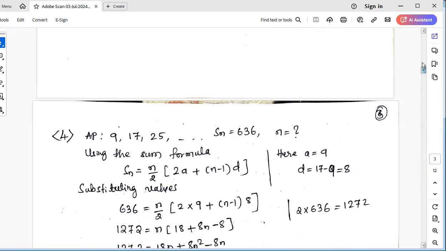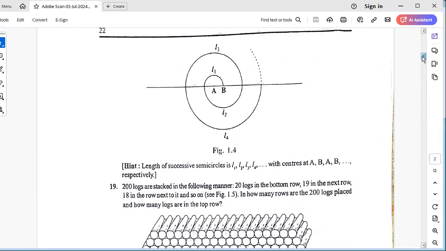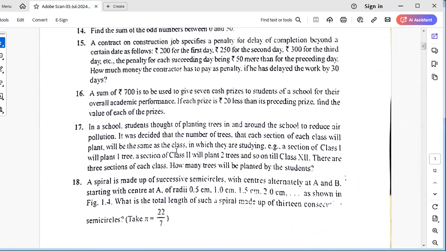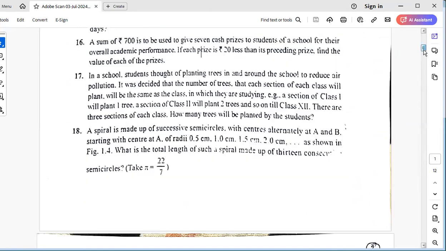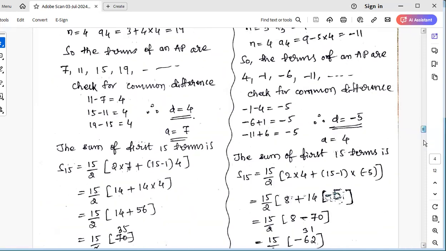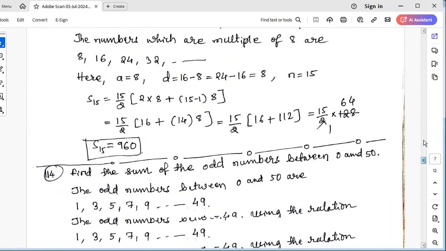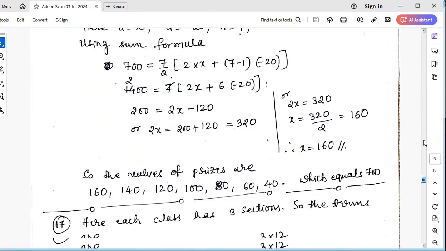I'll go to problem number 16. Problem number 16 is like this. A sum of 700 is to be used to give 7 cash prizes to students of a school for their overall academic performance. If each prize is 20 less than its preceding prize, find the value of each of the prizes. So the 16th problem is like this, and its solution is like this.